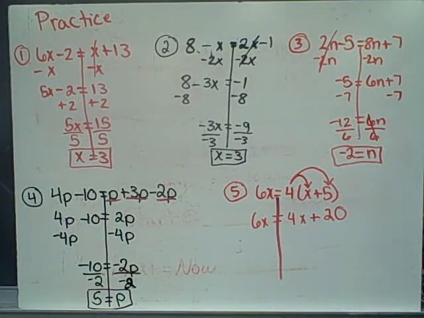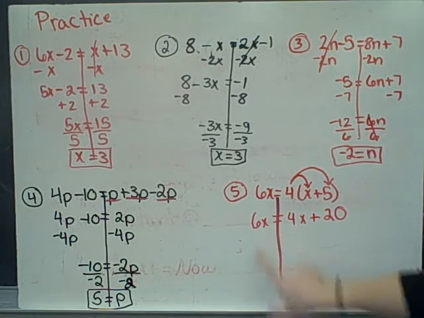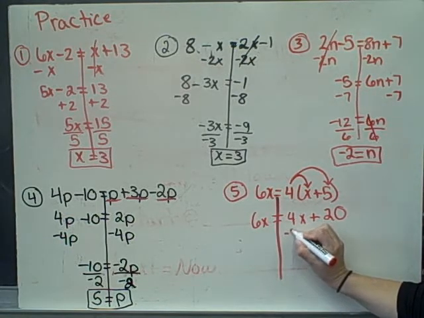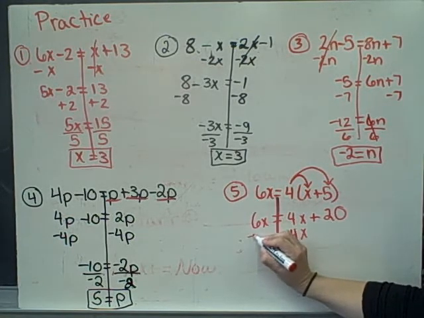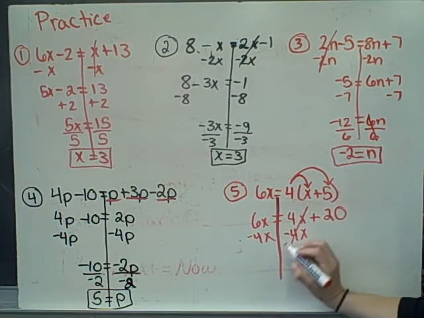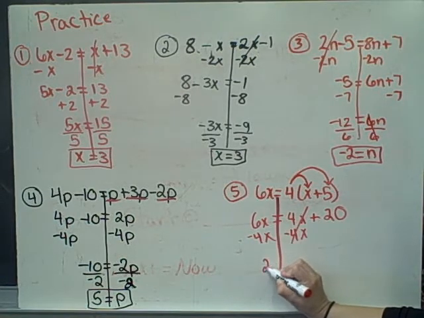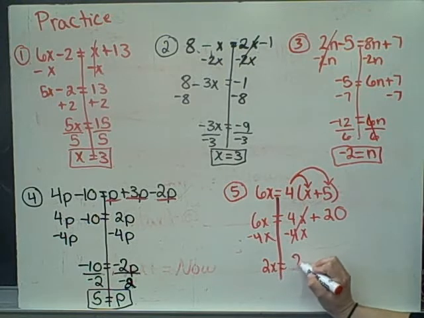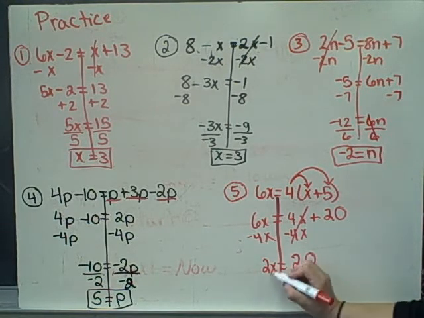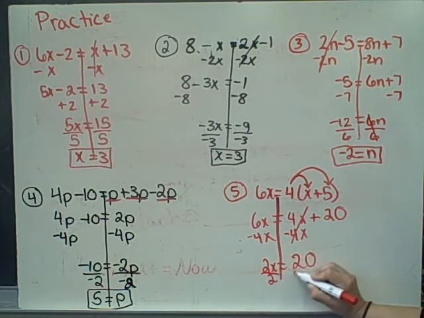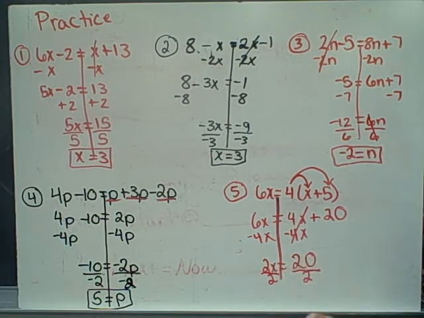Then I need to get my variables on one side and my numbers on the other, my coefficients on the other. So I'm going to go ahead and put my 4x's over here. So I'm going to subtract 4x from both sides. So 6 minus 4 is 2x, and it's going to equal 20. Okay. And then last but certainly not least, I divide by 2, because that's the opposite of multiplication, and then x would equal 10.